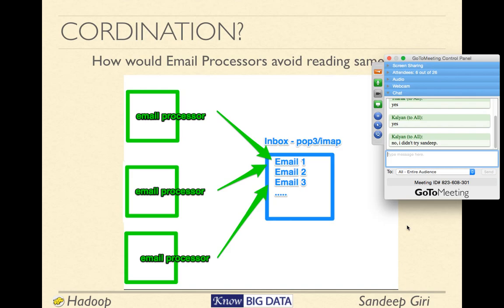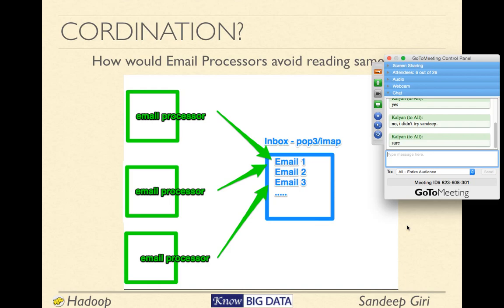Alright, so yesterday we talked briefly about Zookeeper. So, here is a question for you. Imagine that you have one inbox, and we need to process these emails. Maybe we want to index them parallelly, or we want to do something else on the inbox.